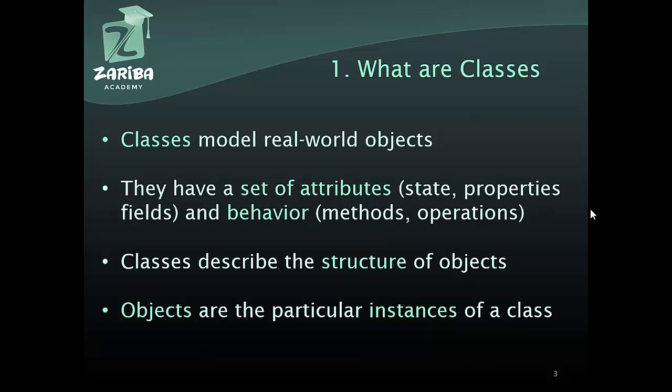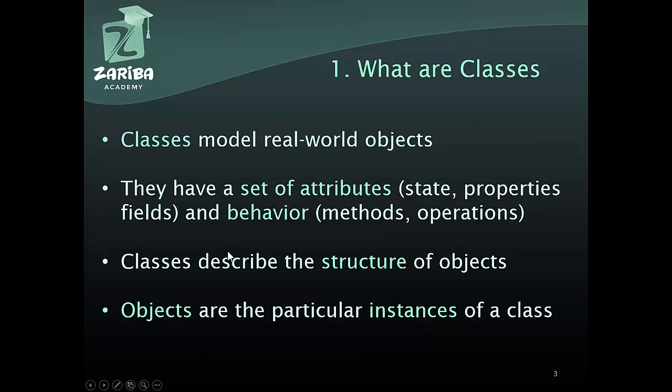Classes model real-world objects. So if I want to model a bank account or a bunny for my game or something else, classes provide you with the structure of the objects. Okay, so classes have a set of attributes. They have state, properties, fields, and they also have behavior. So methods or operations on those states, properties, or fields.